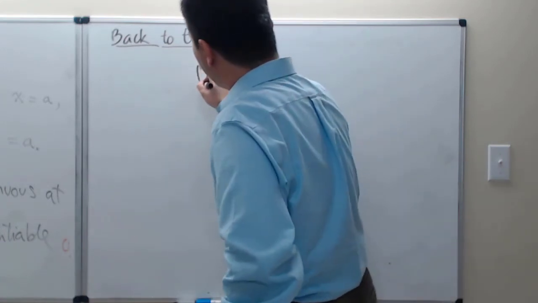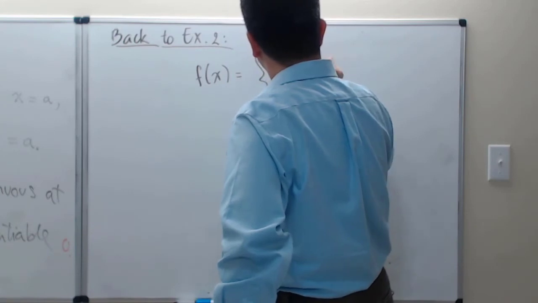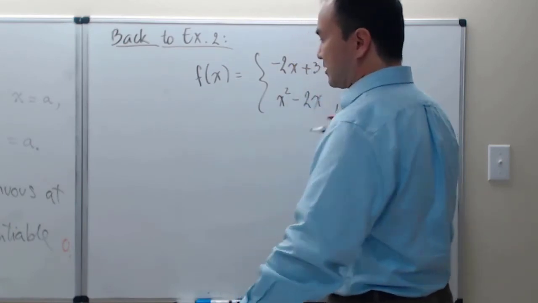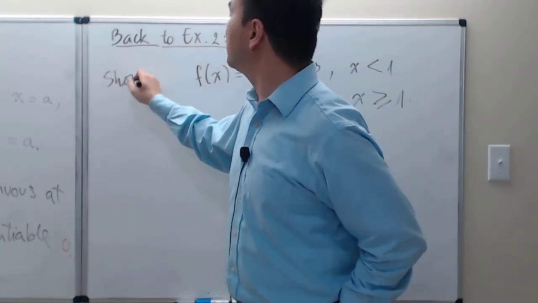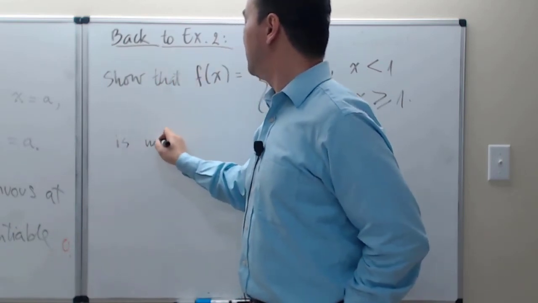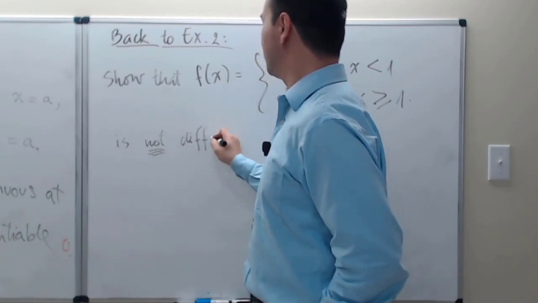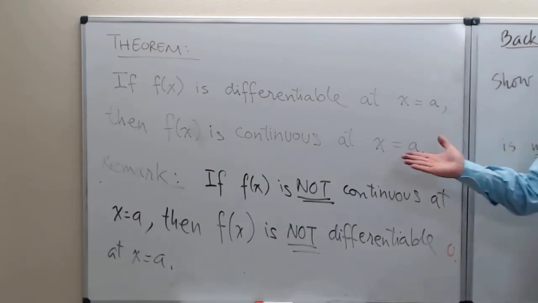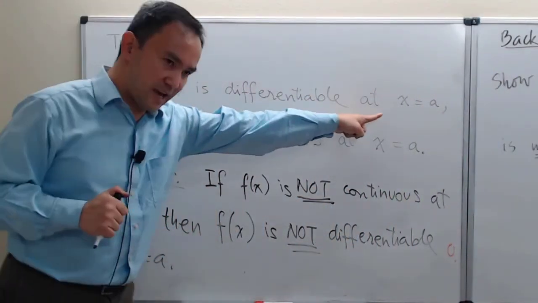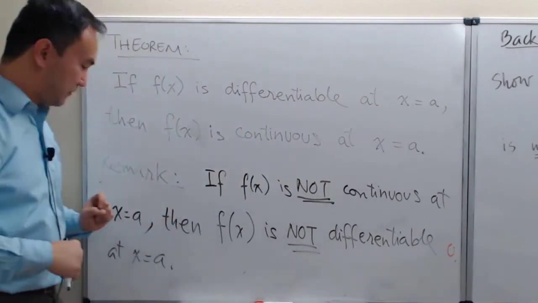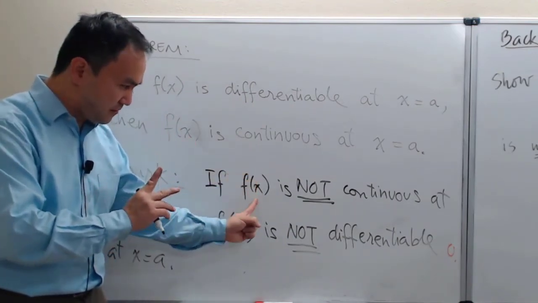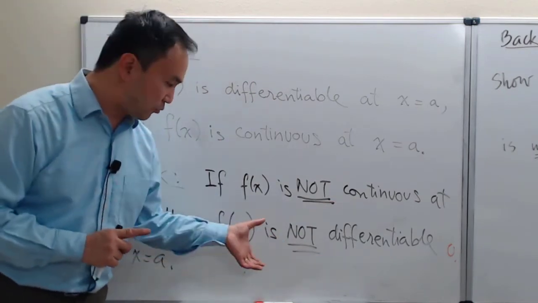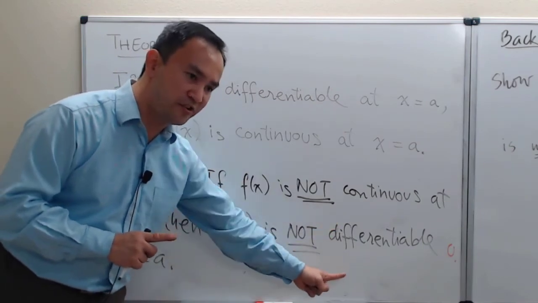But our function was f of x equals minus 2x plus 3 for x less than 1, and then x squared minus 2x for x greater than or equal to 1. I'm just pointing out that we wanted to show that this function is not differentiable at x equals 1. So the plan here is that once we learn that extra but very nice result, if the function is differentiable at a given point, then it must be continuous. But the opposite logic means if we can prove that the function is discontinuous at the given point, then it will consequently imply that our function is not differentiable at the given value.